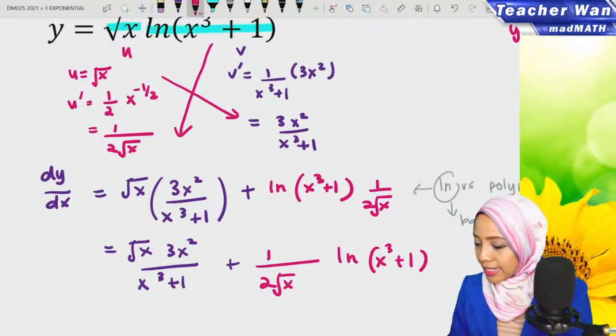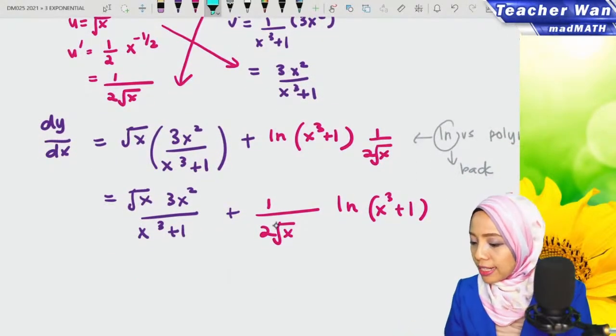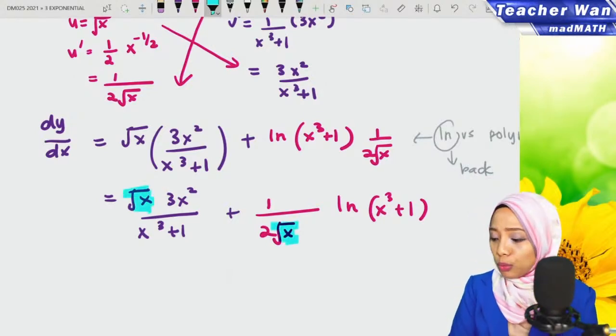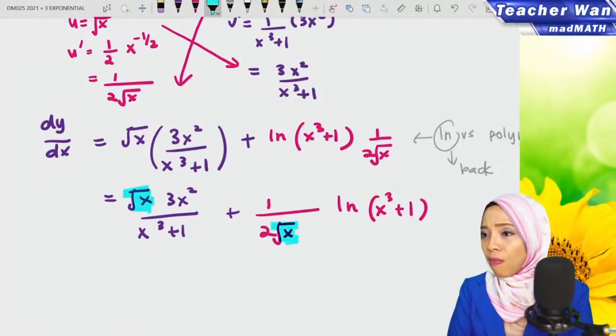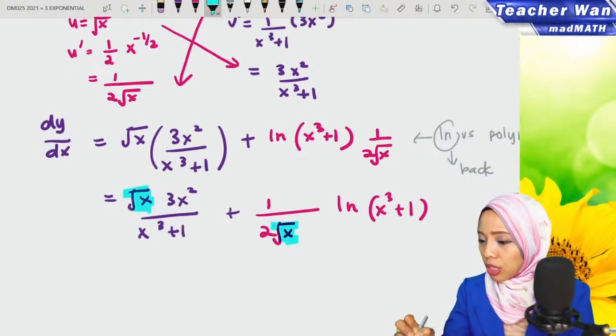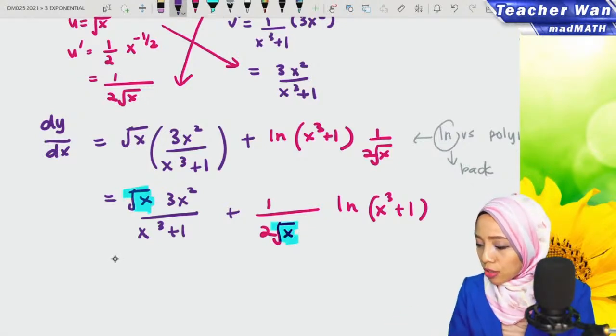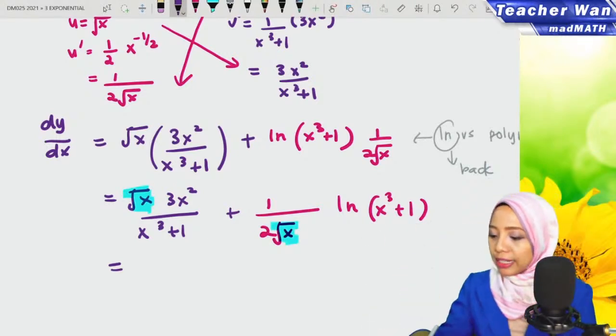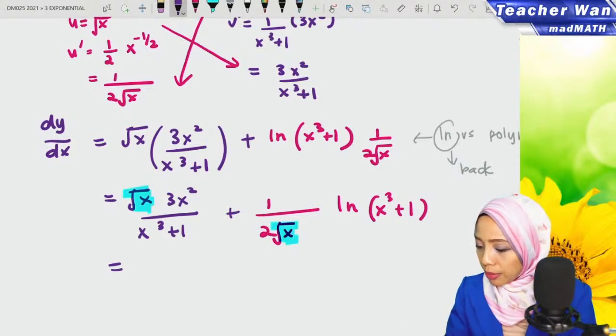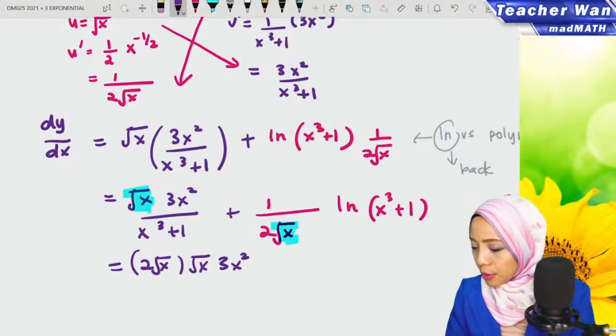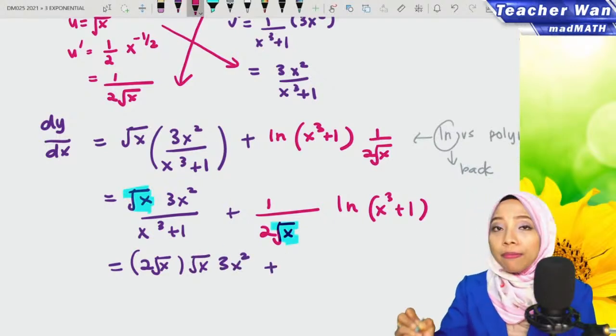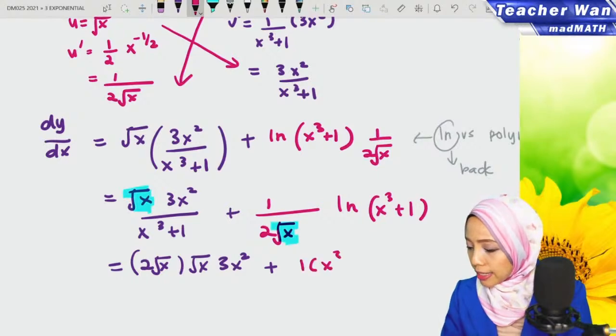If you notice, this is the conjugate of this, so later on we can simplify. If you cross multiply this, it becomes 2 square root of x times x times 3x squared. Meanwhile over here is x cubed plus 1.